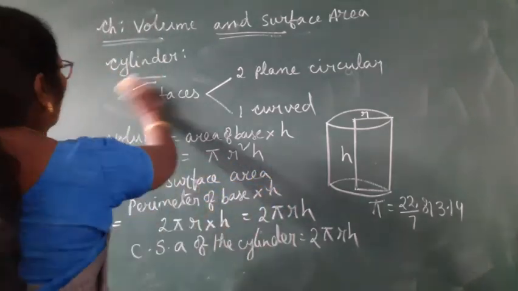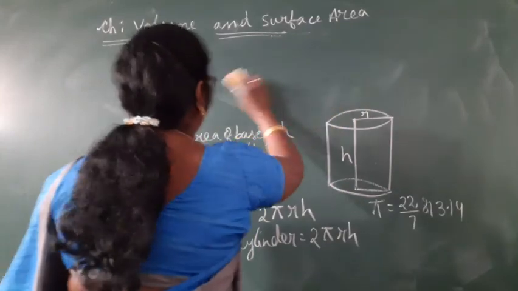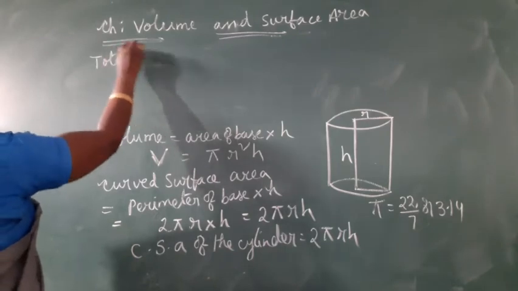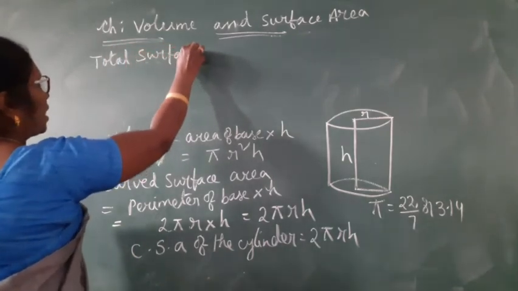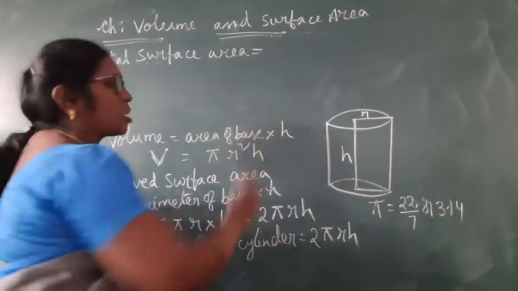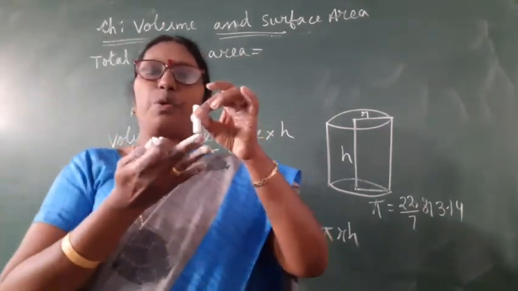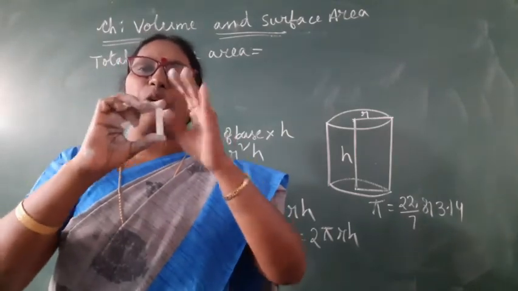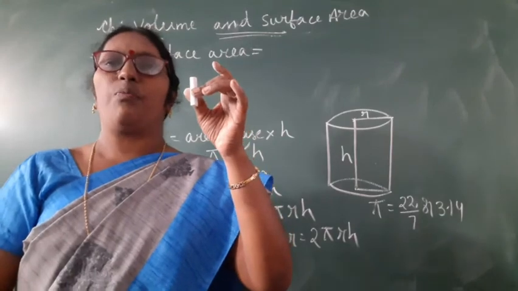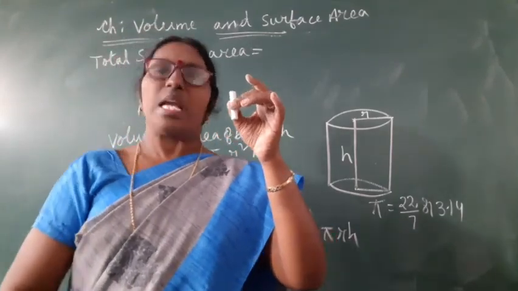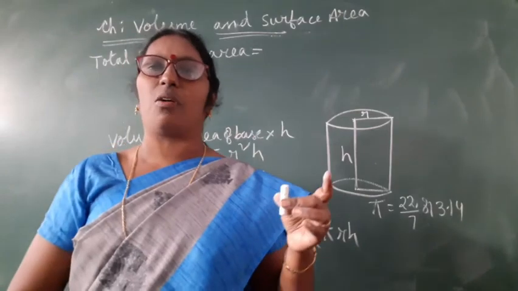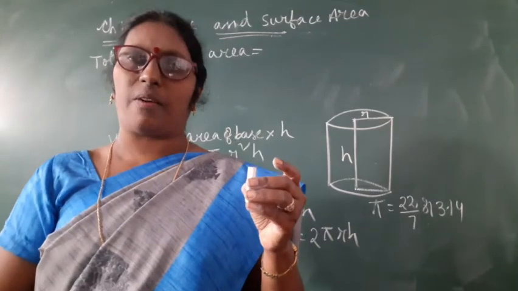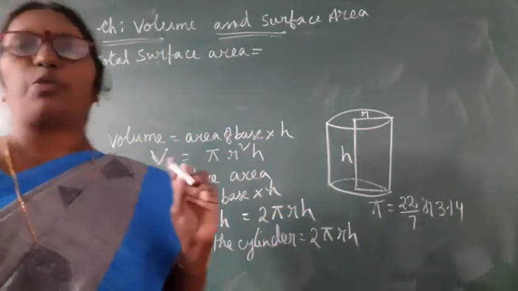Now, let me explain how to find the total surface area of a cylinder. Already I have explained, a cylinder has three faces: the bottom circular face, the top circular face, and also the curved face. The sum of all these areas gives you the total surface area of a cylinder. For this we can say simply surface area also. Whenever we say surface area, that means total surface area. If it is curved surface area, it will be mentioned.